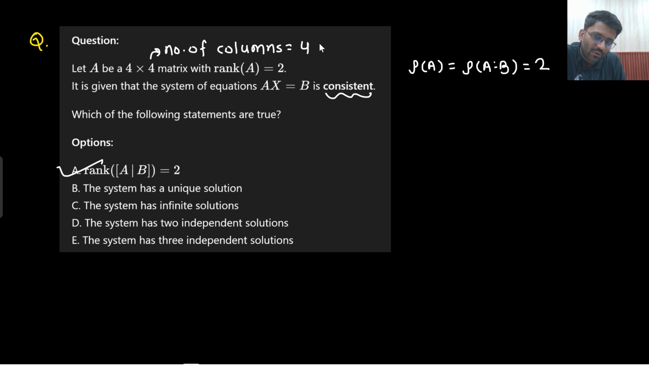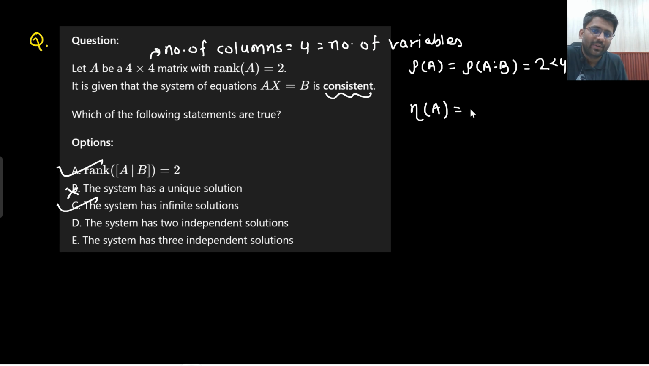If the number of columns is 4, what does that mean? The number of variables is also 4. So the rank is less than the number of variables. That means it can never have a unique solution. It will have infinite solutions. And how many independent solutions will it have? That will be equal to the nullity of A. So how many variables are there? 4. What is the rank of A? That is 2. So 2 independent solutions it will have. That's it.